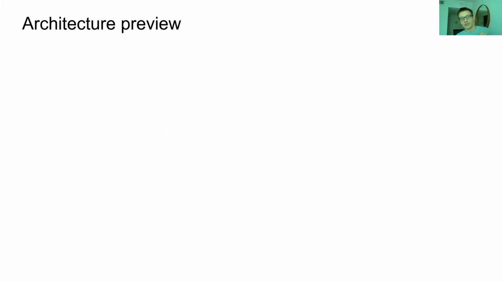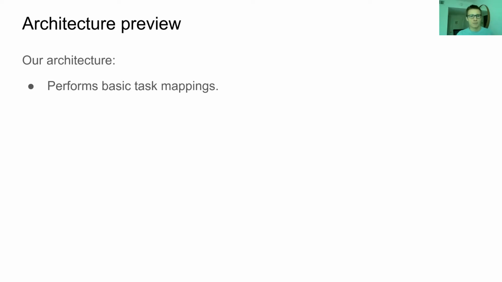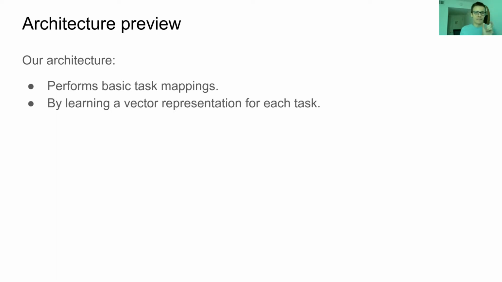So just to give you a preview of the architecture, what I'm going to implement is an architecture that performs basic task mappings by learning a vector representation for each task. It's going to learn a set of 512 real numbers or so that capture the structure of that task in combination with the rest of the architecture. You could imagine this being, very loosely, like the kind of representation of a task one might have distributed across neurons in a brain.